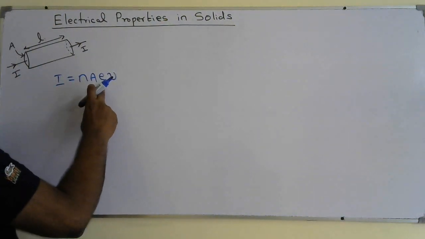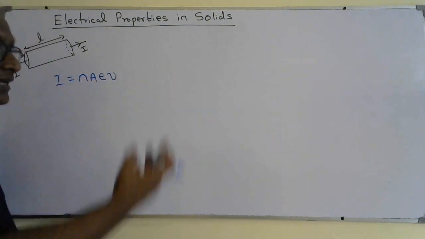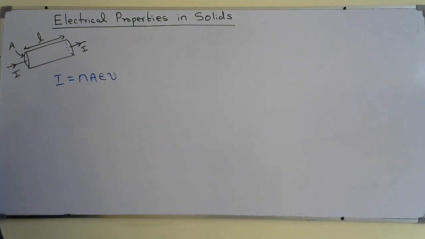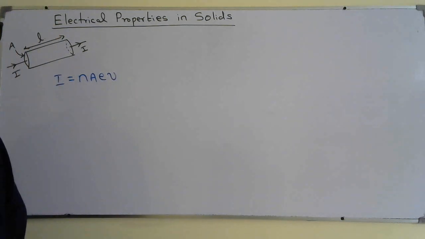e is the charge of the charge carrier. If it is an electron, that's the charge of the electron. If it is a hole, that's the charge of the hole. v is the drift velocity.